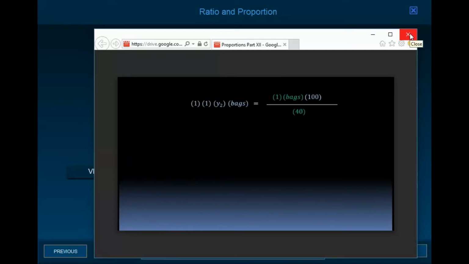Going on with our calculation, 1 times 1 times y sub 2 bags is y sub 2 bags, and that is equal to 1 times 100, which is 100 bags over 40. Y sub 2 bags equals 100 over 40, which is 2.5 bags, or in decimal form, 2.5 bags.